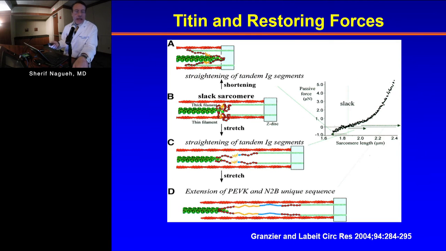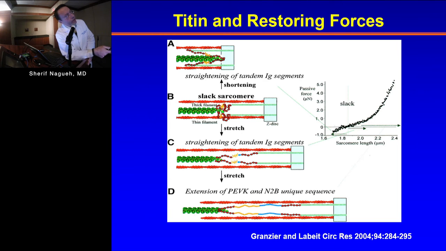So this is the reason. One of the important proteins in the myocardium, in the sarcomere, is titin. This is a large protein that stretches from the Z line into the middle of the sarcomere. And it has several components that you see here that are coiled one over the other, made up of tandem immunoglobulin-like repeats, as well as a series of four amino acids that are coiled together.